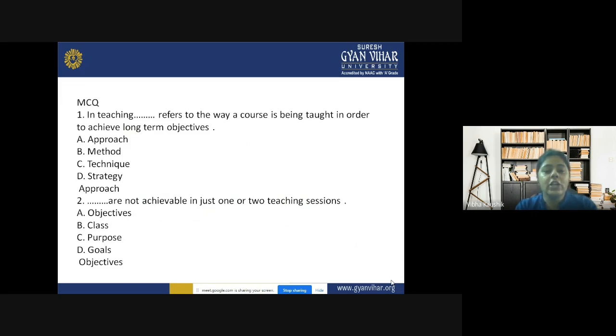Second, dash are not achievable in just one or two teaching sessions. Options are A, objectives; B, class; C, purpose; or D, goal. So these are the options, students. Now you have to select the correct answer. And the correct answer is option A, that is, objectives are not achievable in just one or two sessions.